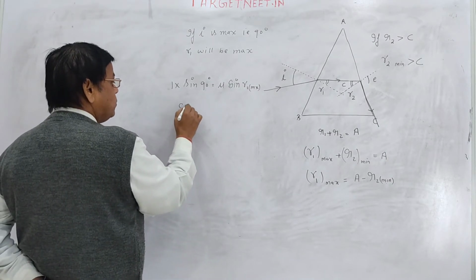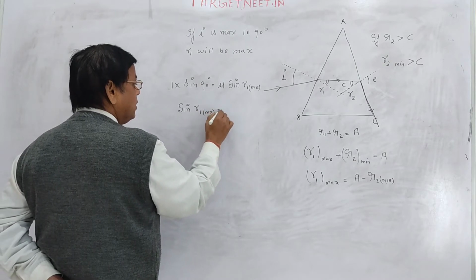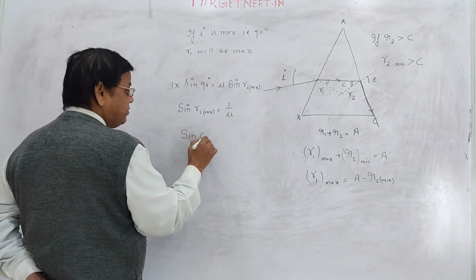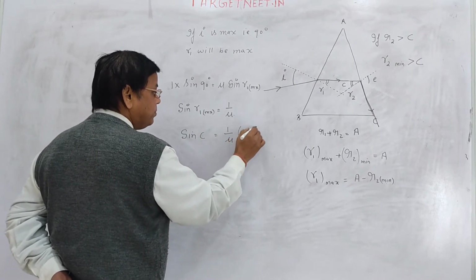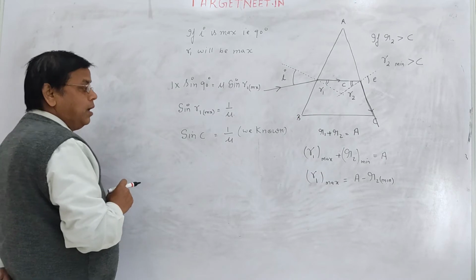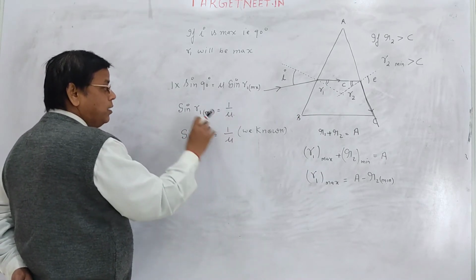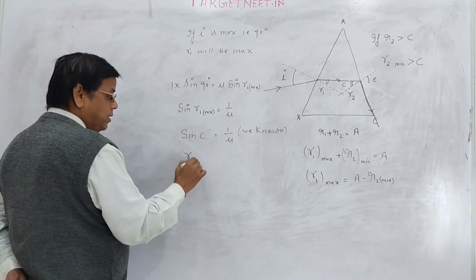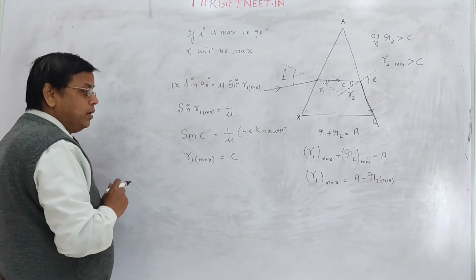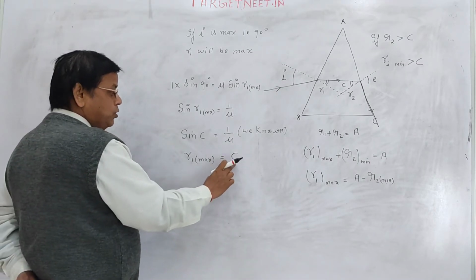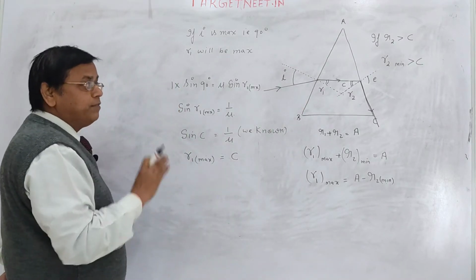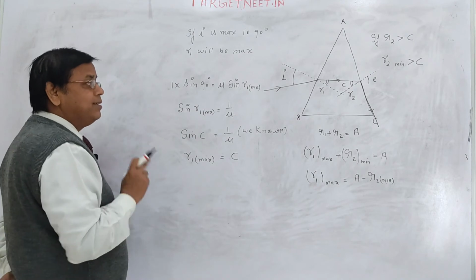So sine R1 maximum is 1 upon mu. I can write it like this. And we have already seen that sine of critical angle is 1 upon mu. This we know. So from these two equations, in place of R1 max we can write C, because this side is equal and this side should be equal. So from here we can write R1 maximum equal to C, critical angle. It means if R1 maximum is equal to this, then I will be 90 degree and I cannot increase I further. So maximum possible value of angle of refraction R1 is C. You cannot increase R1 more than this.